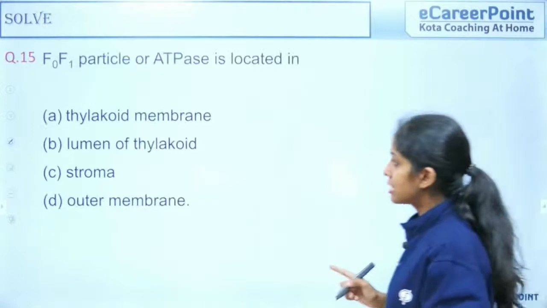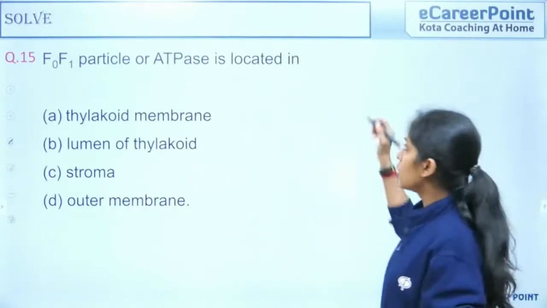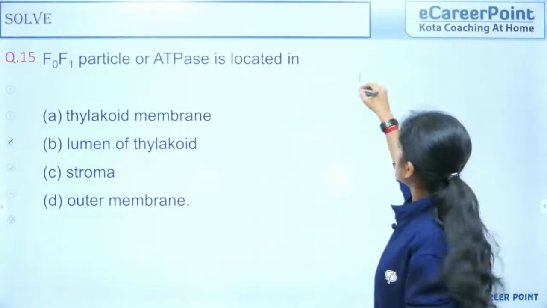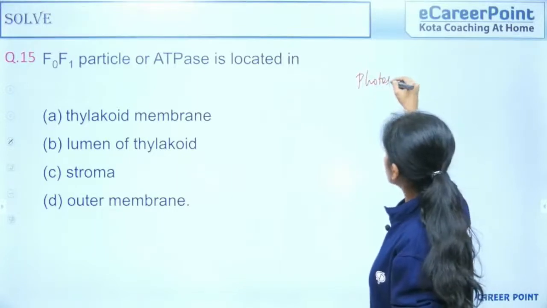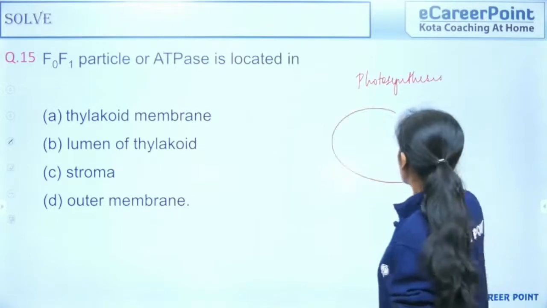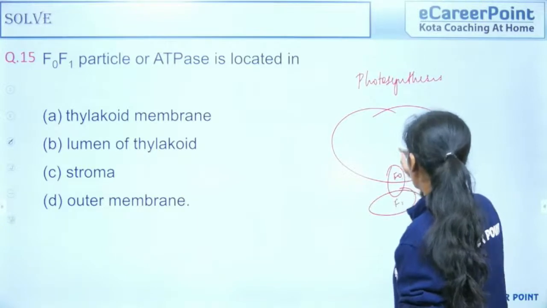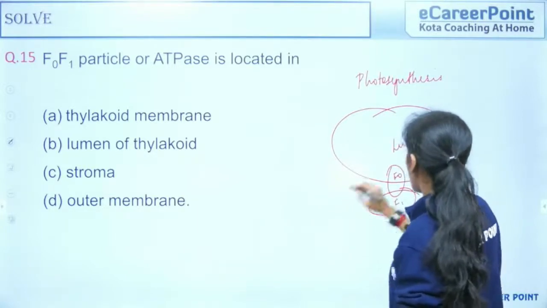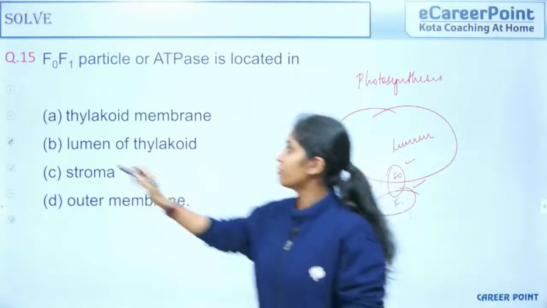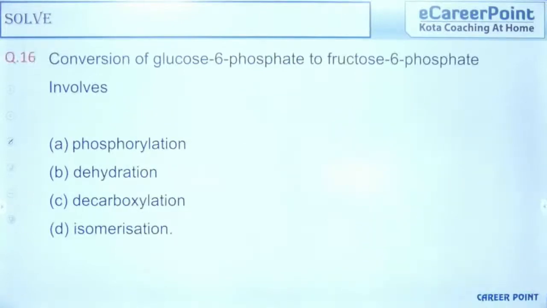So question 16, F0, F1 particle or the ATPase is located in. This comes in your chemiosmotic hypothesis, from the chapter Photosynthesis in Higher Plants. In the chemiosmotic hypothesis, you have the F0 and F1 ATPase. This is the lumen of the thylakoid and this is the stroma. So where is the F1 and F0 present? In the thylakoid membrane. Alright, so we go forward, question number 16.